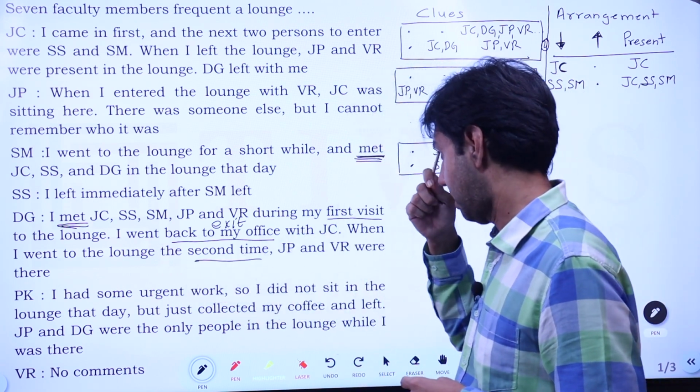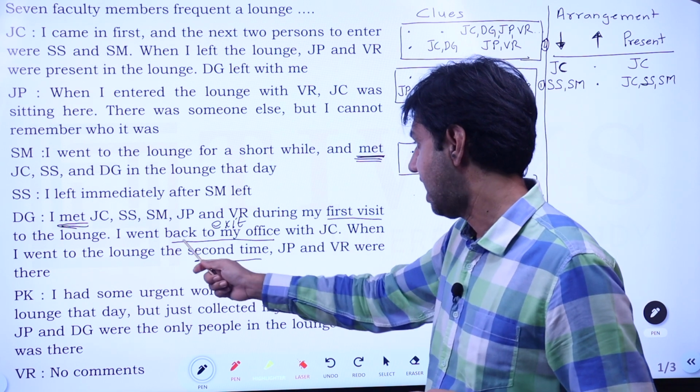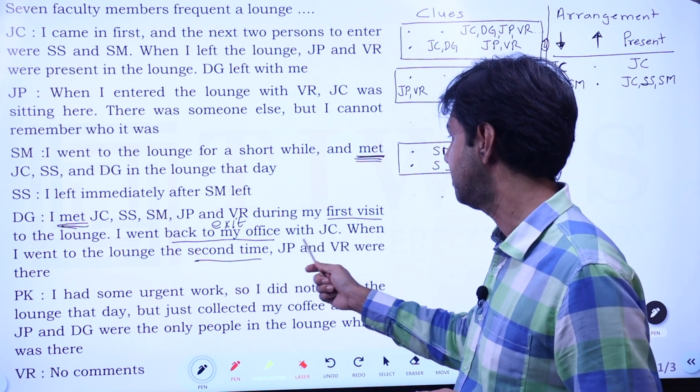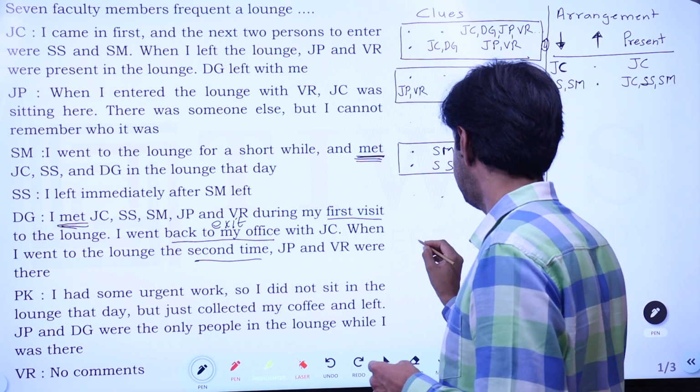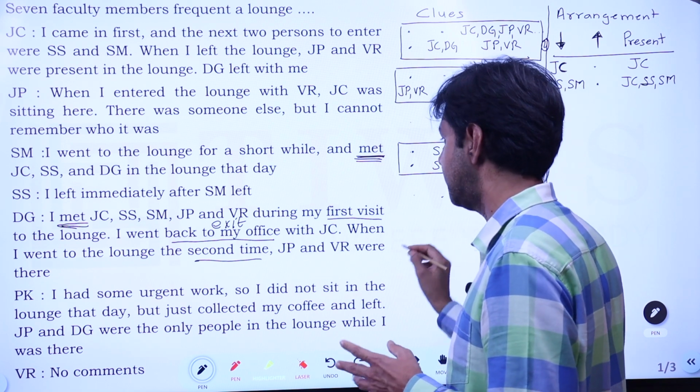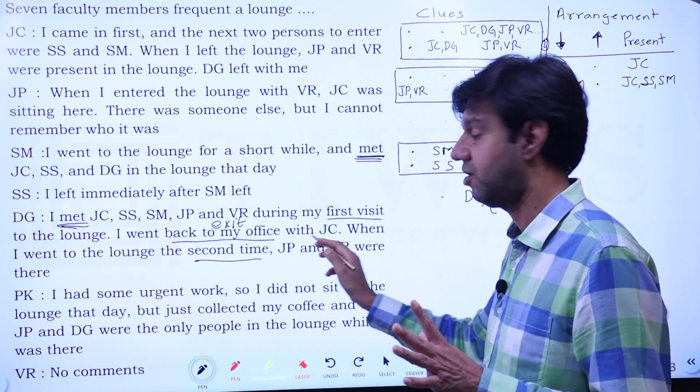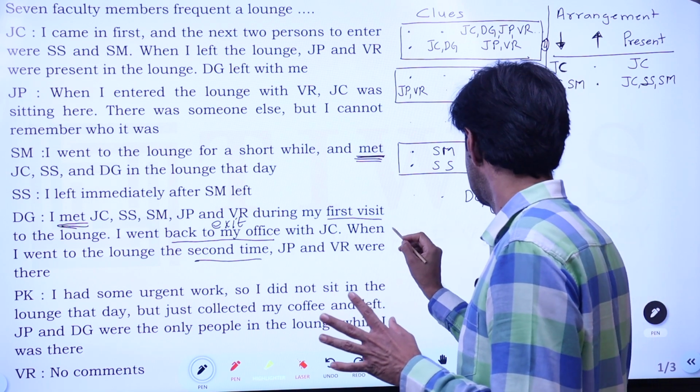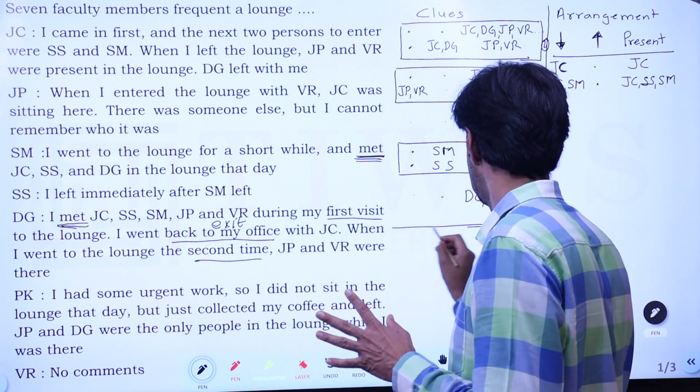Okay, now during my first visit, I went back to the office with JC. So now that's a different clue. So I do not know who is present when this guy leaves. Nothing is given of that sort. He met with these guys. So don't link it with this. So this clue is over here.